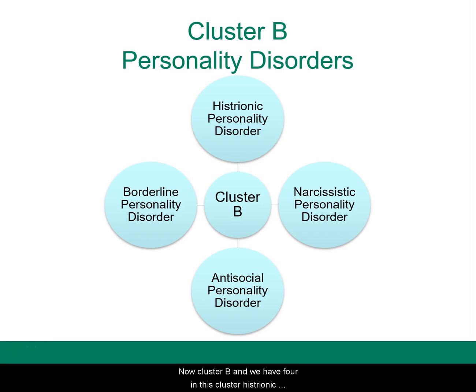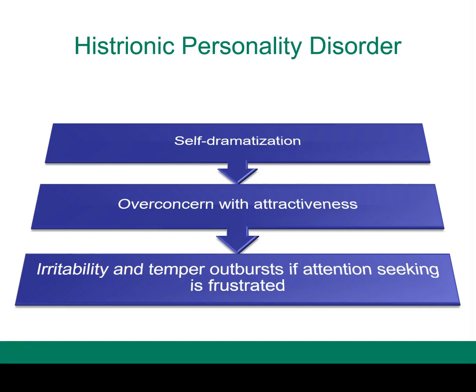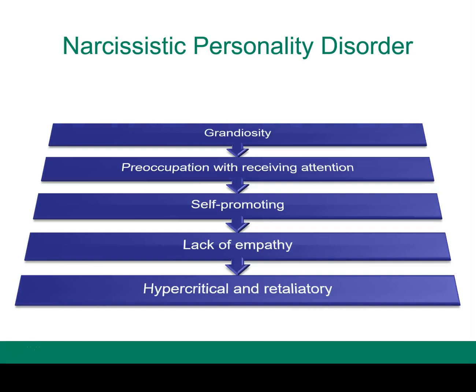Now cluster B, and we have four in this cluster: histrionic, narcissistic, antisocial, and borderline. The histrionic: self-dramatization, over-concern with attractiveness, and irritability and temper outbursts if attention-seeking is frustrated. Narcissistic: grandiosity, preoccupation with receiving attention.